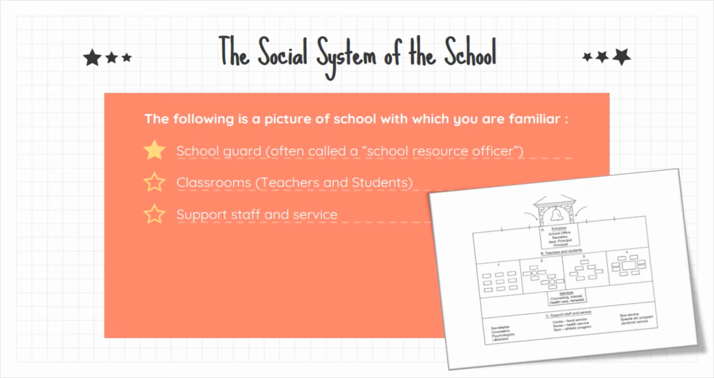The following is a picture of a school with which you are familiar, with school guards, classrooms, and support staff and services. As we enter the school, we are greeted by a school guard, often called a school resource officer, and may be required to show an ID and sign into a logbook of visitors. We are then directed to the office. A member of the school staff, usually called the secretary, greets us and asks about our business. The office and its staff act as buffers to protect the rest of the school from interruption in routine.